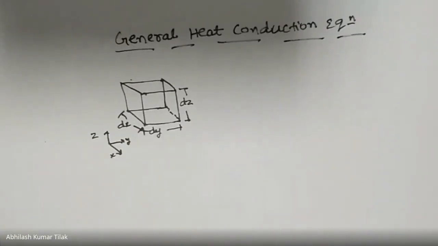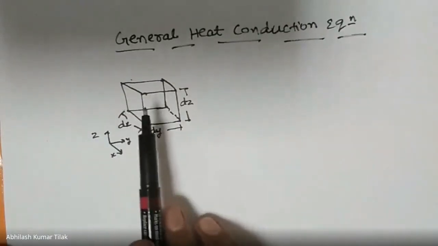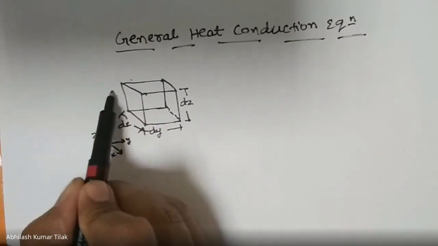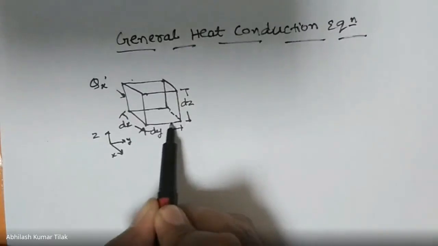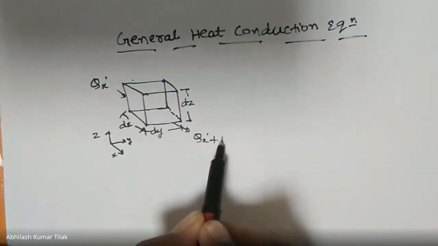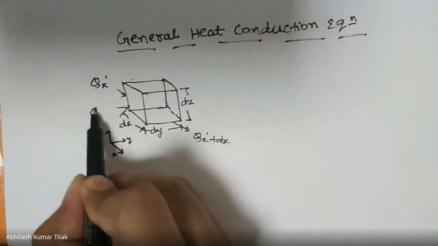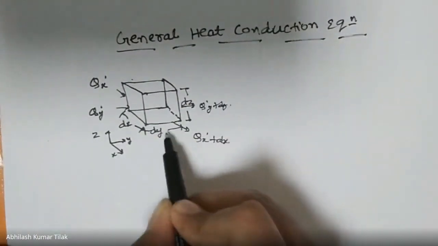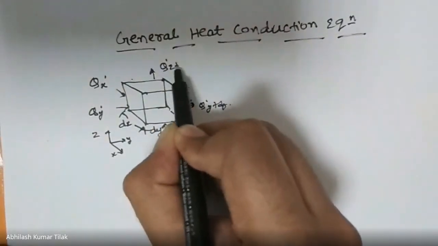If this is a rectangular element and heat transfer is taking place here from the high temperature side to the low temperature side, then considering the heat transfer in the x direction, it is qx and q of x plus dx. For the y direction, it would be qy and q of y plus dy. For the z direction, it would be qz and q of z plus dz.